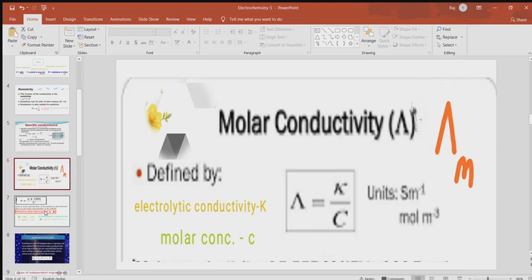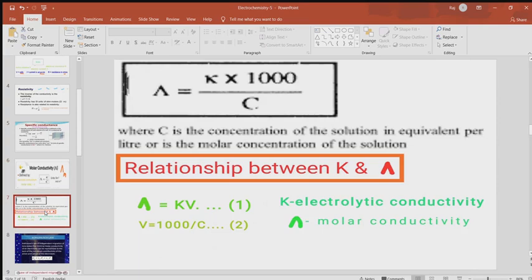Then this is the relationship between molar conductivity and electrolytic conductivity, where K means electrolytic conductivity and lambda is molar conductivity. Molar conductivity is the conductance of the volume of solution containing 1 mole of electrolyte.